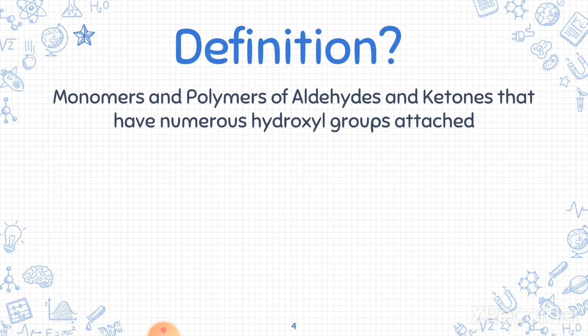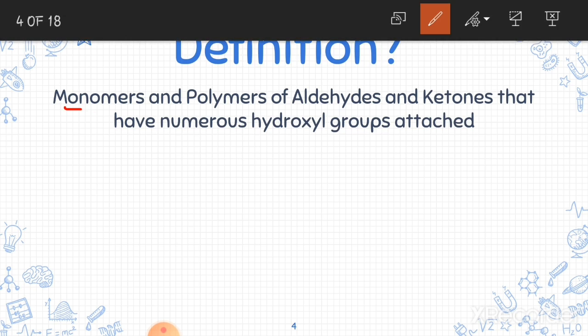So how can you define the carbohydrates? The exact definition of the carbohydrate is that they are the monomers and the polymers of aldehydes and ketones that have numerous hydroxyl groups attached with them. Now, the single unit is called the monomer, and if those units are attached to each other to form the larger compounds, then we will call them polymers.